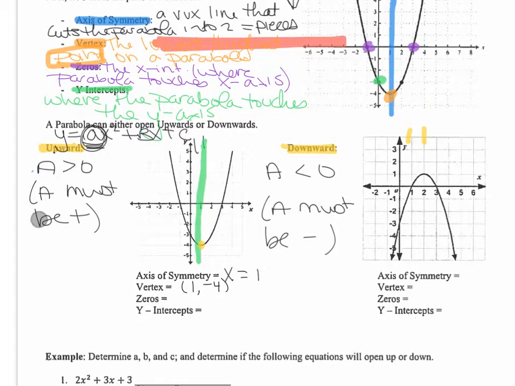Let's now talk about zeros. Zeros are x-intercepts. So x-intercepts there and there. I got two of them. What's one of them? Negative 1, 0. My other one is 3, 0. And then the last one, the y-intercept. This touches my y-axis right there. What value is that? That is 0, negative 3.